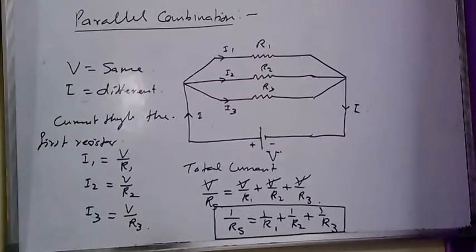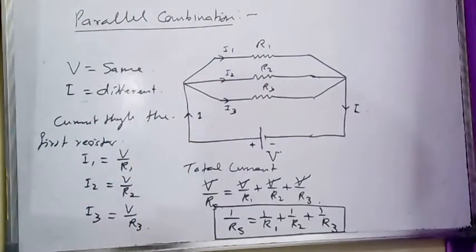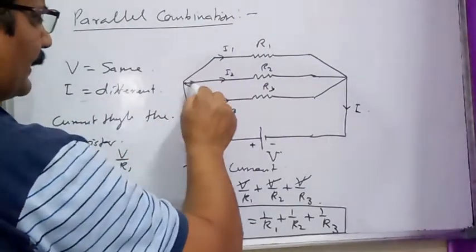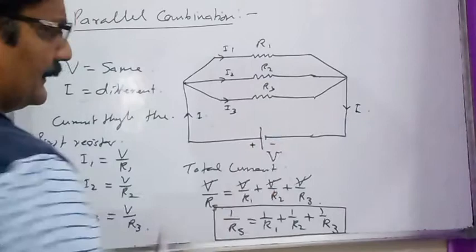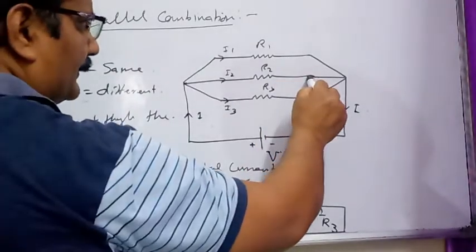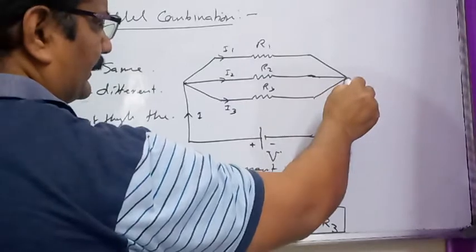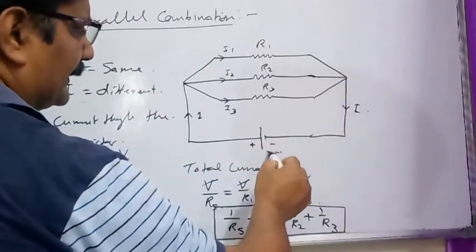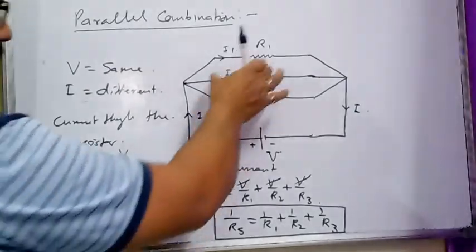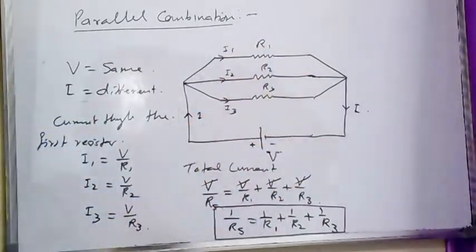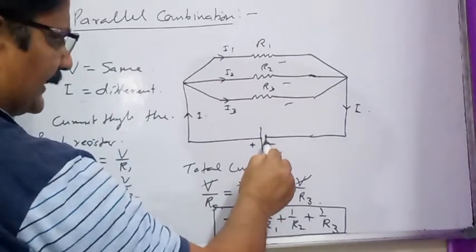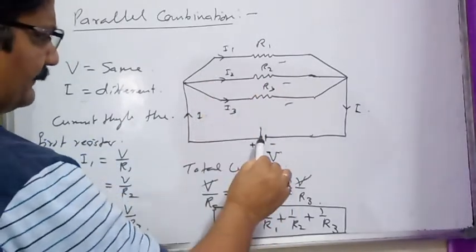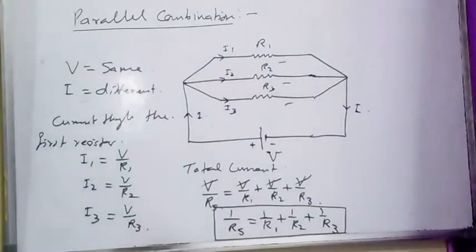So students, see what is the parallel combination of resistors. If many resistors are connected in such a way that one end is connected to a common point and to the positive terminal of the cell or battery, and the other end of the resistors is connected to the negative terminal of the same cell or battery, this type of combination is called parallel combination. In parallel combination, the potential difference across each resistor remains the same, as the ends are connected between the positive and negative terminals of the same cell.